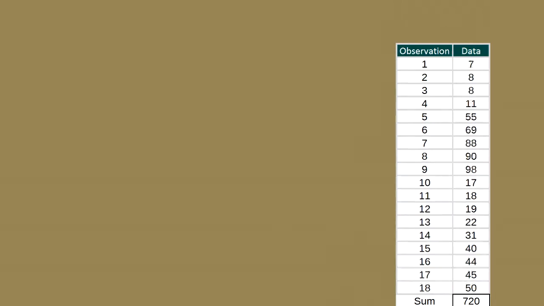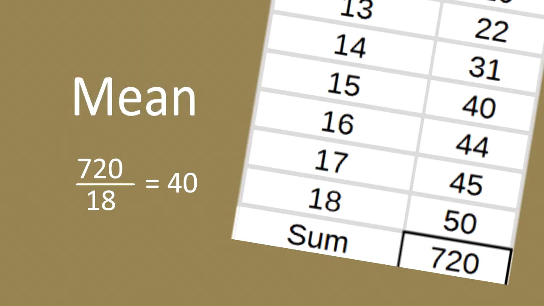The mean, of course, can be calculated by adding up the values for all the observations and dividing by the number of observations in order to generate a mean average.